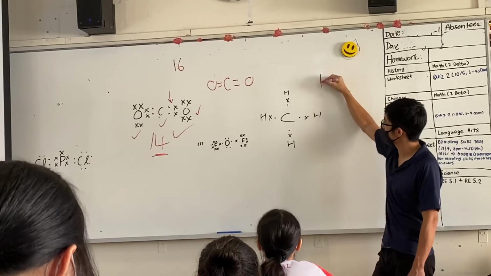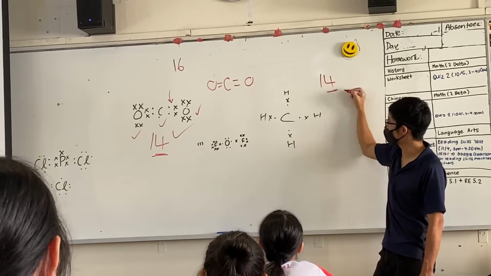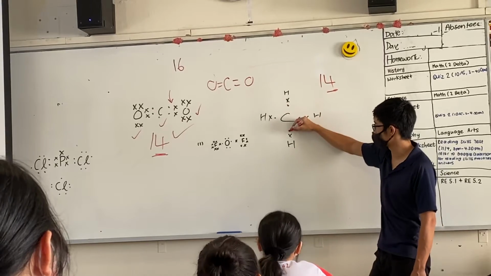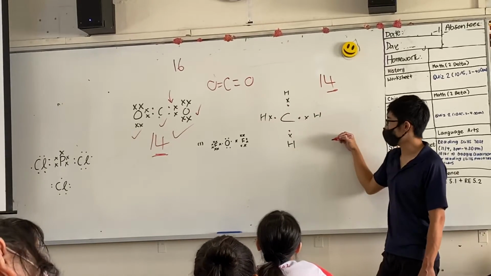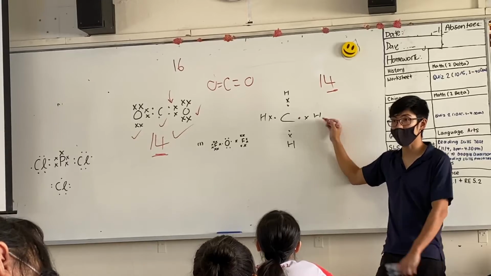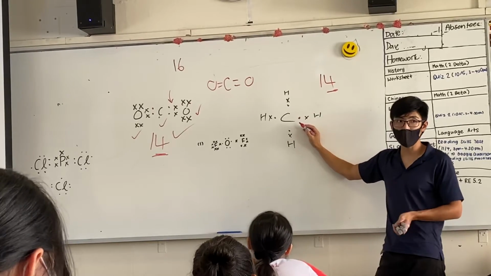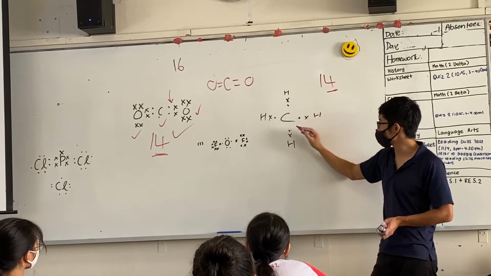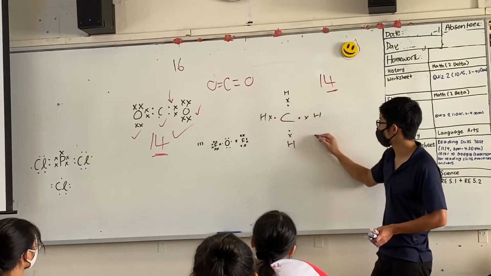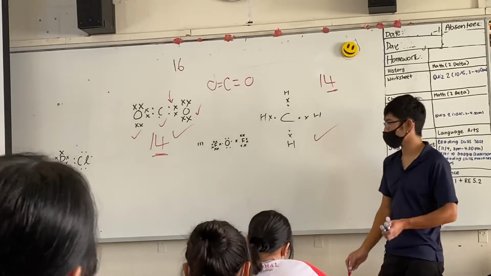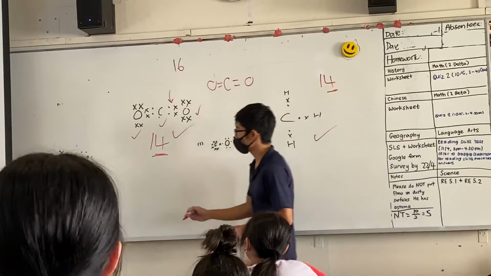Carbon, again, has four, group 14, 4 electrons: 1, 2, 3, and 4. Hydrogen, just one electron each. Let's do a quick count to check. Carbon now has a noble gas configuration. 1, 2, 3, 4, 5, 6, 7, 8. Okay. Thank you, Kaisin. Next one, Sophia, right?